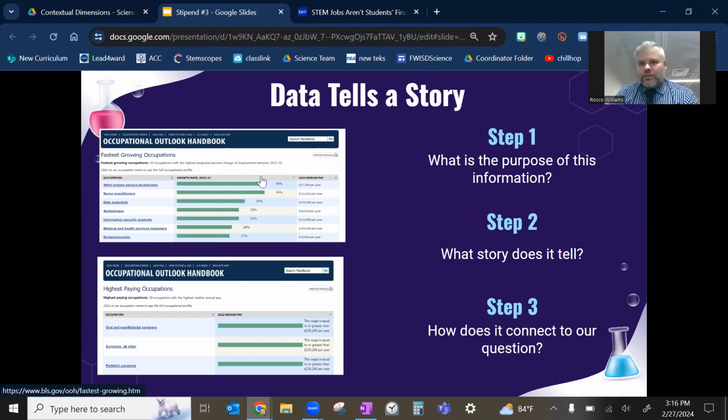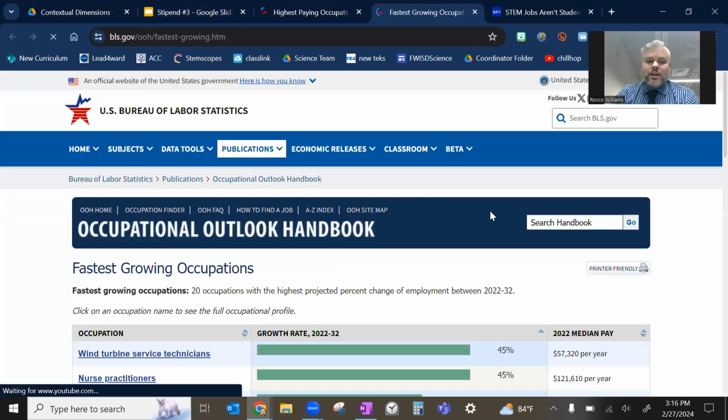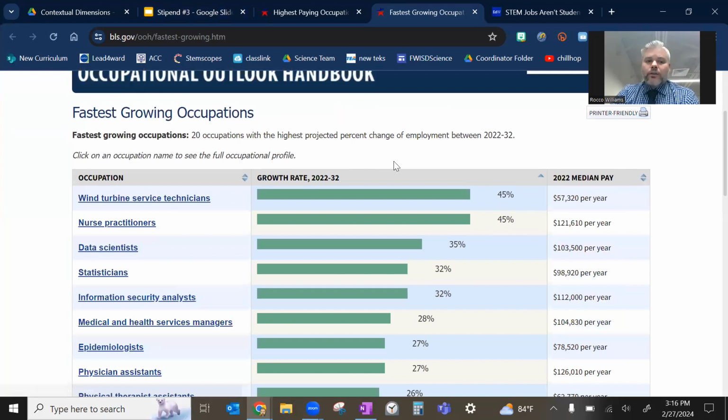So we broke the group into 2. One looked at this first graph, which is fastest growing occupations just in the United States, just period. And then the highest paying occupations. And so the conversations, as you can see, the fastest growing: wind turbine service technician, it's pretty interesting. Nurse practitioner, data scientist, statisticians, information security analysts. All of these would be considered STEM careers.